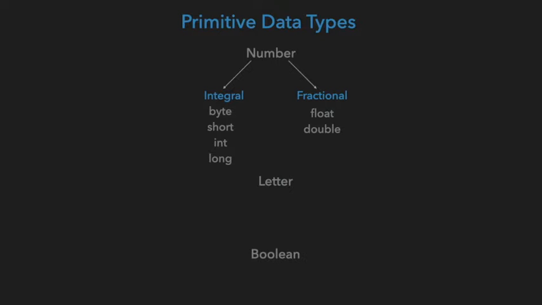And letter. A letter is a character, expressed by char, and boolean is a binary data type. So it's just true or false.